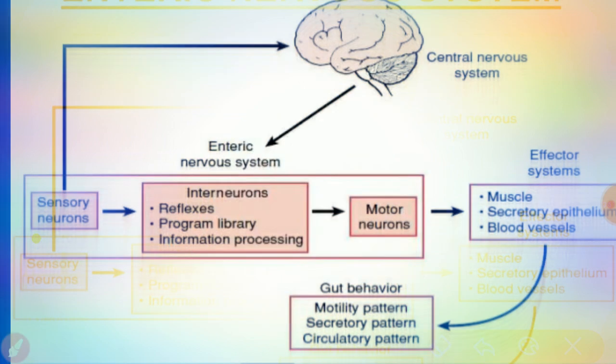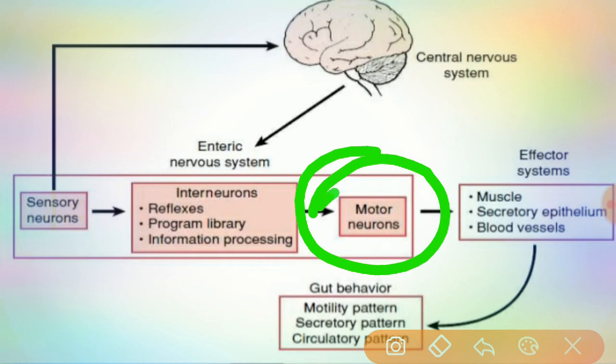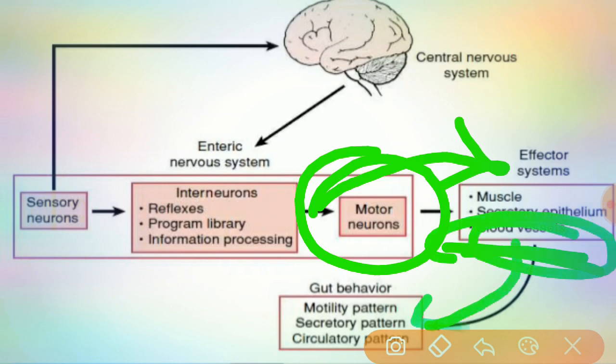And coming to the motor neurons, such kind of gut behavior will also be shown by the motor neurons. Gut behavior means motility pattern, secretory pattern or circulatory pattern, which will be run by the motor neurons. How is the circulatory pattern run by the motor neurons? The motor neurons already have a connection towards the blood vessels. By the blood vessels there is a circulatory pattern.